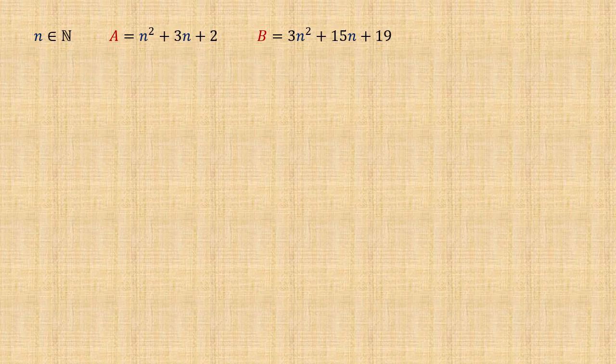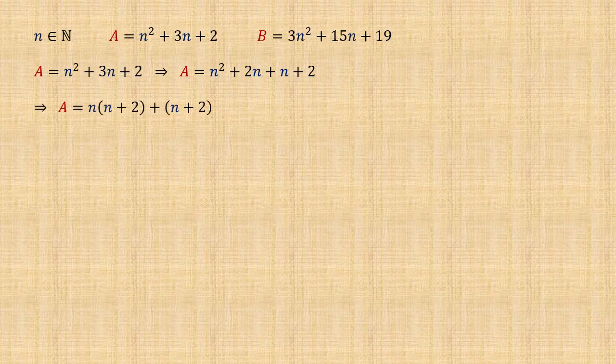At first, we're going to factorize capital A. So capital A, which equals n squared plus 3n plus 2, can be written as n squared plus 2n plus n plus 2. By extracting n as a common factor from the first two terms of this sum, we find that capital A equals n multiplied by n plus 2 plus n plus 2. And now, by extracting n plus 2 as a common factor from the two terms of this sum, we find that capital A equals n plus 2 all multiplied by n plus 1.